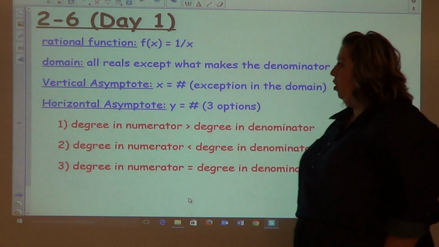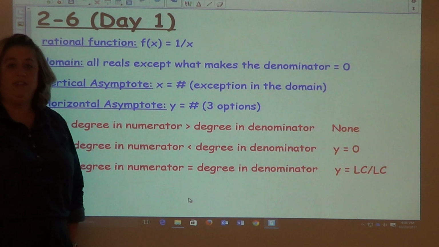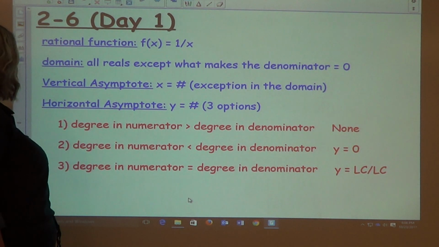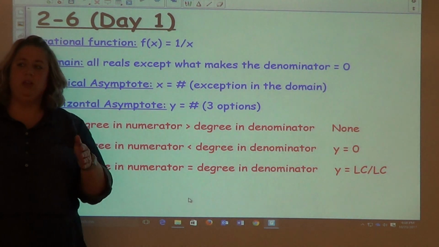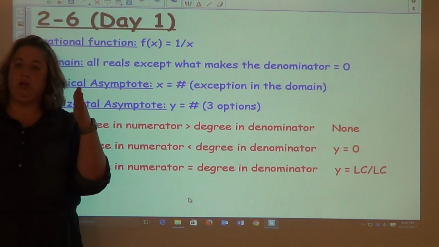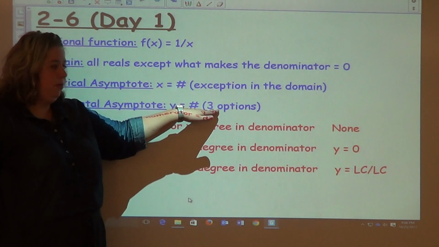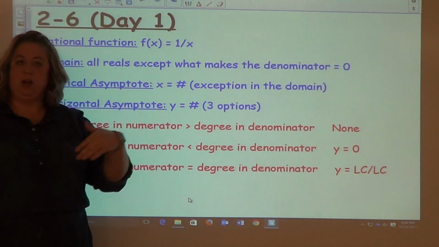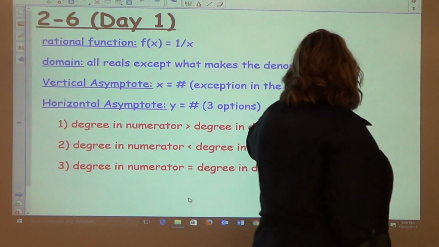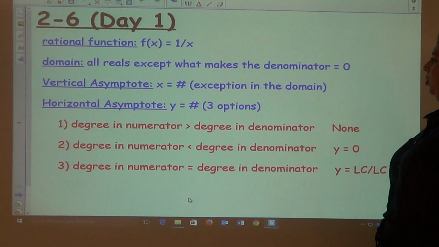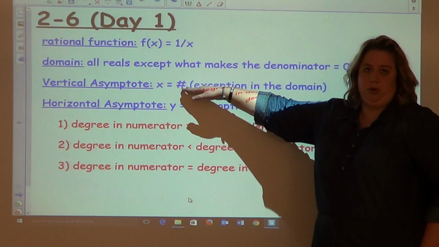So domain is all your real numbers except whatever makes the denominator 0, because you can't divide by 0. That makes your vertical asymptote. An asymptote is a line that a graph comes close to. So vertical will be this line that the graph comes close to, but it's never going to cross. Horizontal asymptote will be y equals a number. That's your horizontal line. The graph will come really close to it, but it's never going to cross. Vertical is your exception in the domain. So if you find your domain is all reals except 2, your vertical asymptote would be x equals 2.